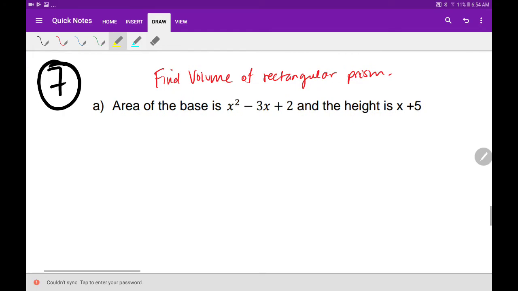Wow, we're almost done. We're already on number 7. We only have 8 problems. This is going really well.